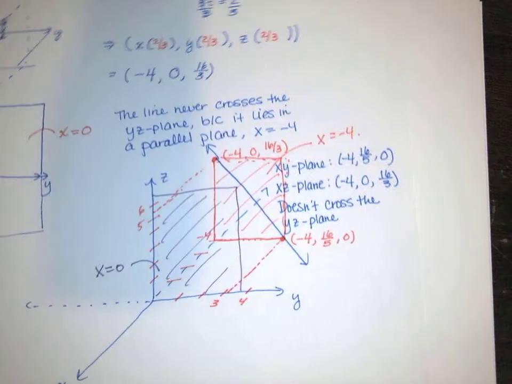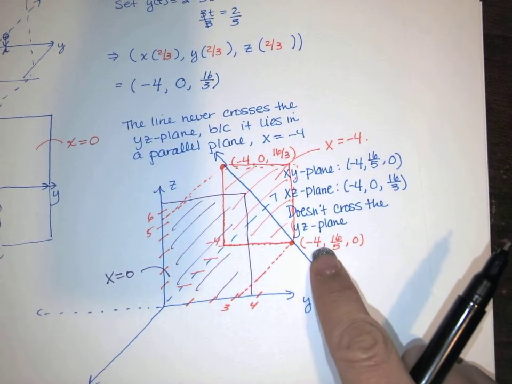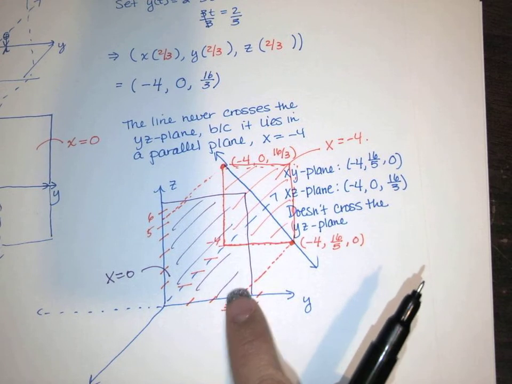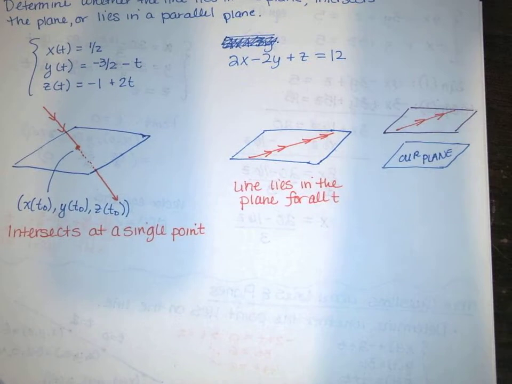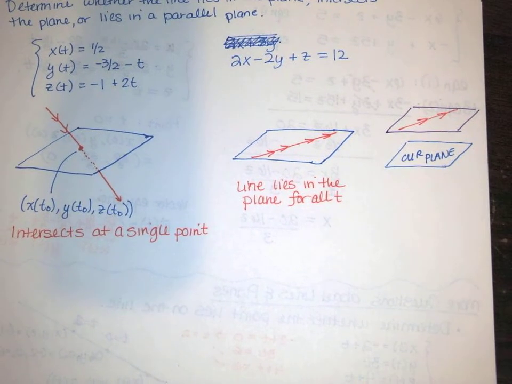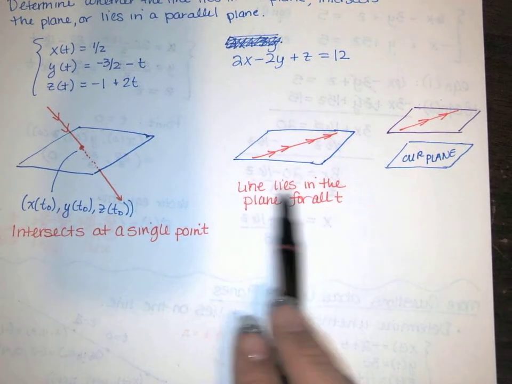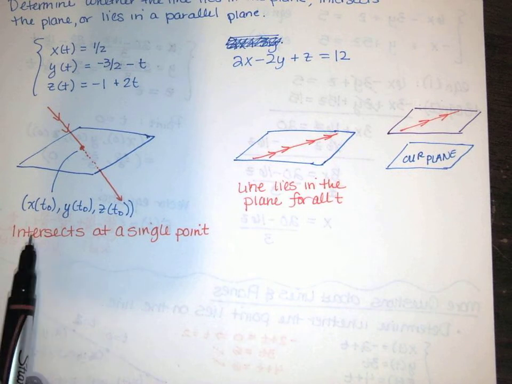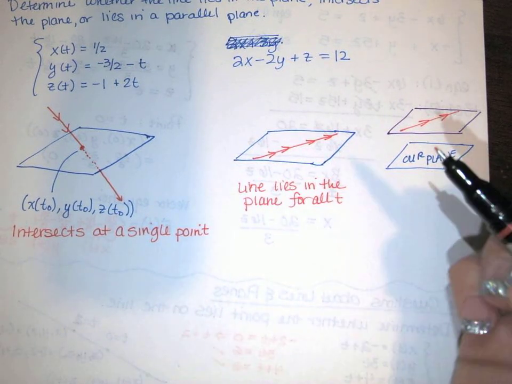Kind of like the line in that last example. When we looked at this, that line lies in the plane x equals -4. It never crosses the plane x equals 0. That's exactly what we're talking about here. So the line might lie in the plane for all t, it might intersect at a point, or it may never cross our plane because it lies in a parallel plane.